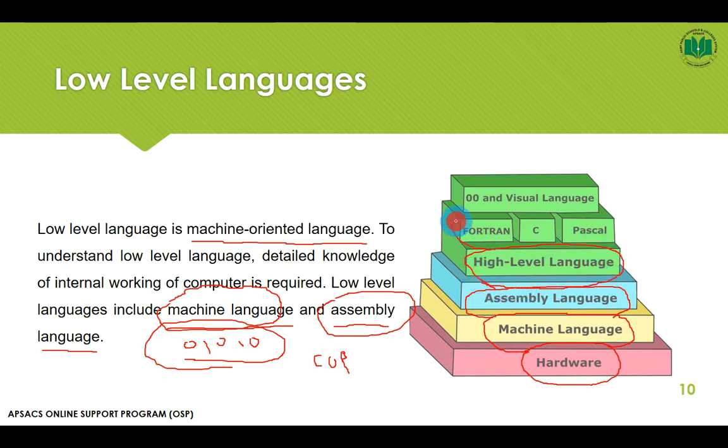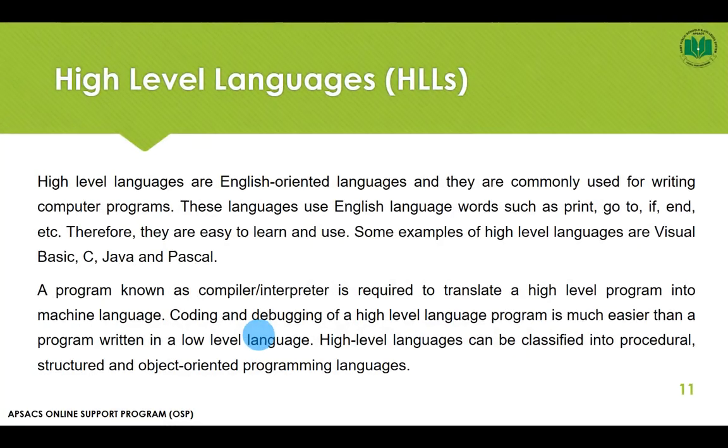In high level languages there is Fortran, the abbreviation for formula translation. This is the language which we are going to study in the whole course. Then there is Pascal, and then the visual languages, which are very easy to understand. These were the low level languages, which are directly understandable by computers and difficult for human beings, and they are machine oriented languages. Now we will go for the high level languages.